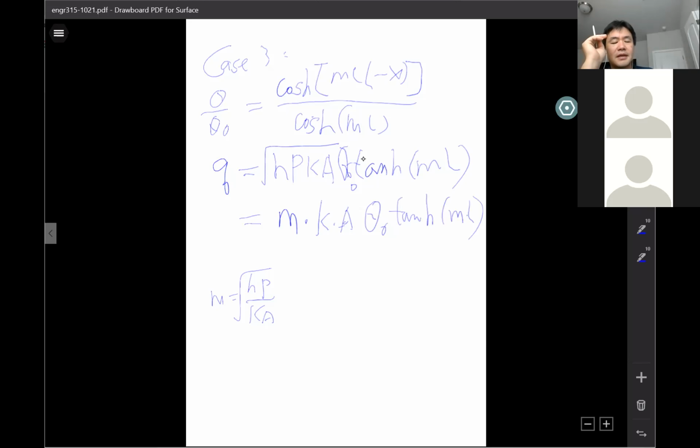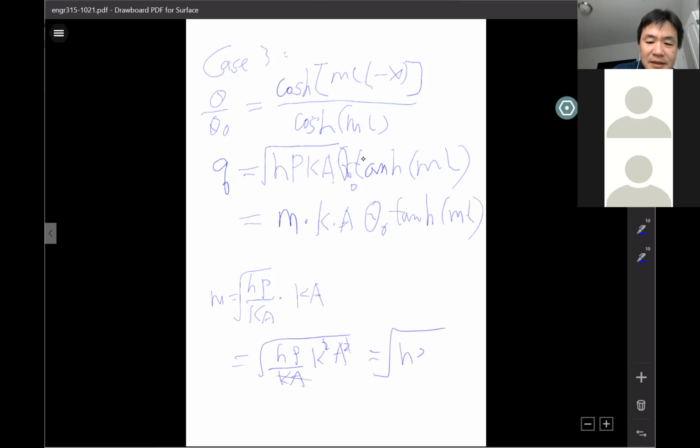It's up to you, it doesn't matter. Look at this, it's the same thing, right? If M is this times KA, what happened? You move KA inside, it will be HP KA K squared A squared. The squares can be canceled, and it equals the square root of HPKA, right? So M times K times A is exactly the same as the square root of HPKA.